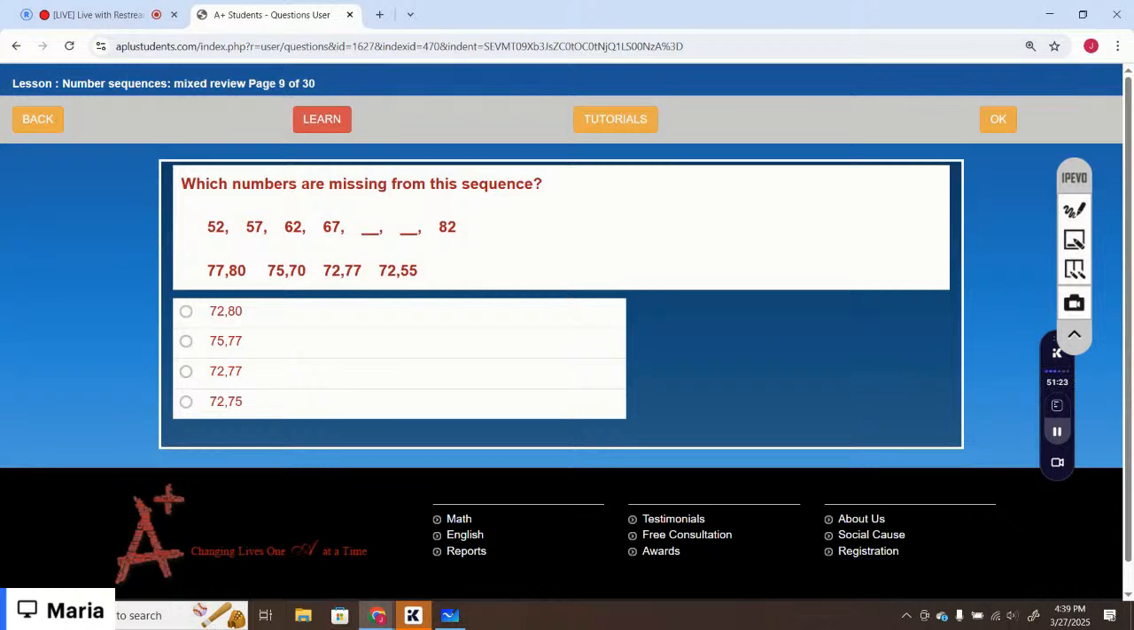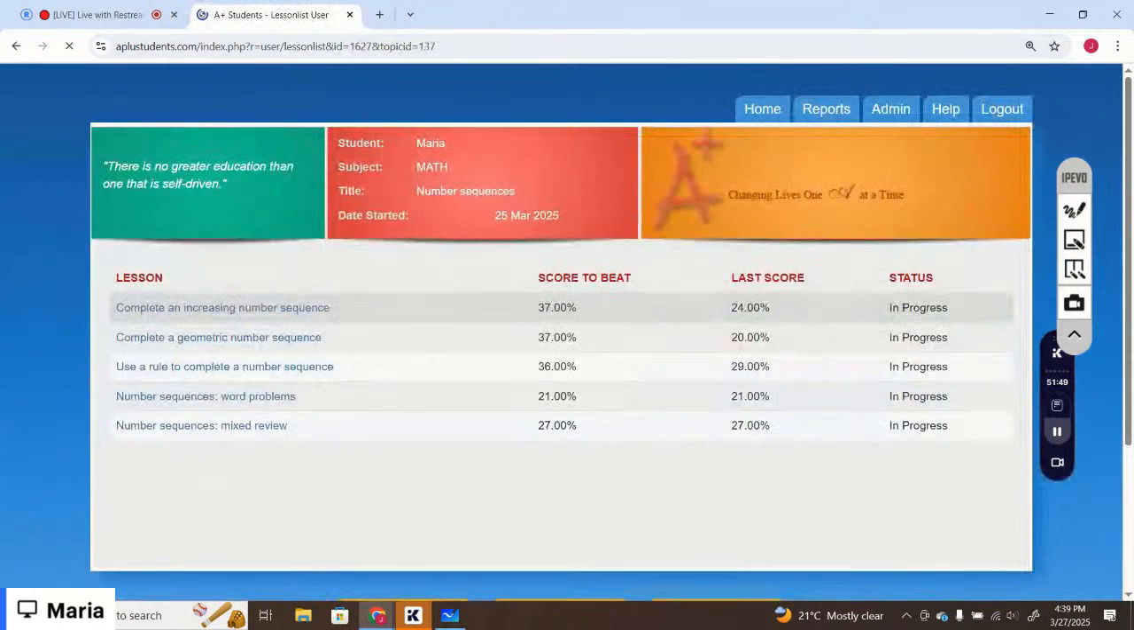Which numbers are missing from this sequence? 72 and 77. Okay, you can complete the lesson by yourself later today. Let's just move on.